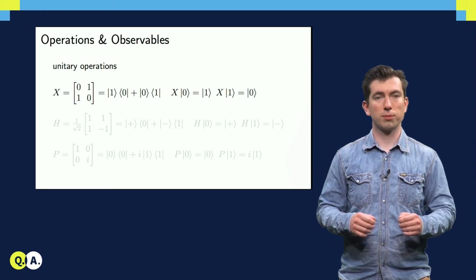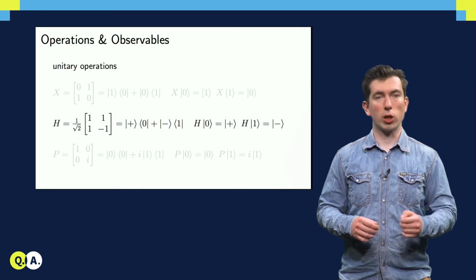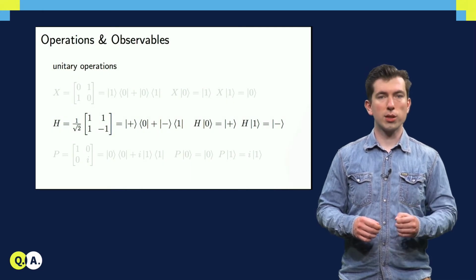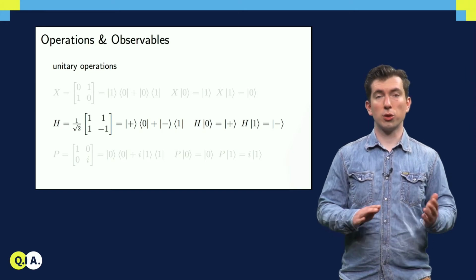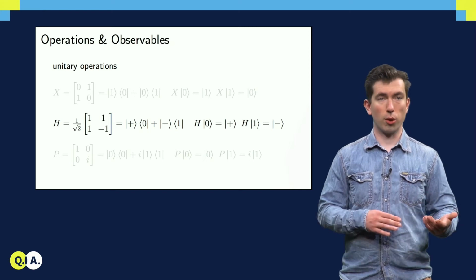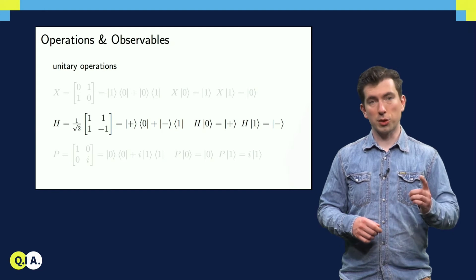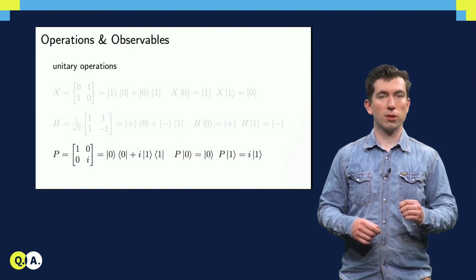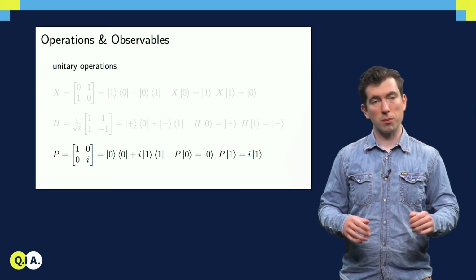Not so exciting. Now let's take a look at a more interesting operation, the Hadamard gate, H. As you can see, this changes the basis from the 0-1 basis to the plus-minus basis that we discussed earlier. Put in a 0, get out a plus. Put in a 1, get out a minus. There's another gate called the phase gate, which only multiplies the 1 state by a factor of i, changing the basis in a very subtle way.